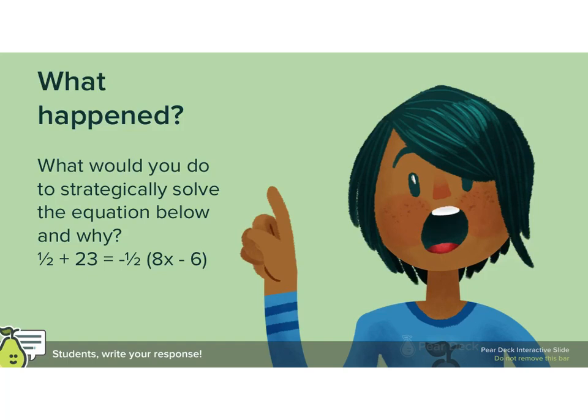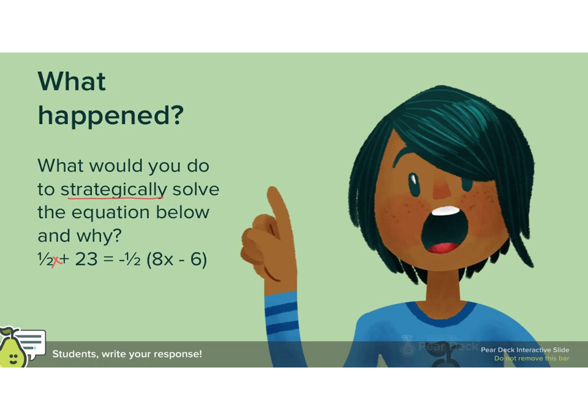Okay, so this is practice problem 2, and then the next slide is practice problem 3. What would you do to strategically solve the equation below, and why? Why would you do that? Well, the equation is, I think there should be a 1/2 x plus 23. Okay, what would I do?